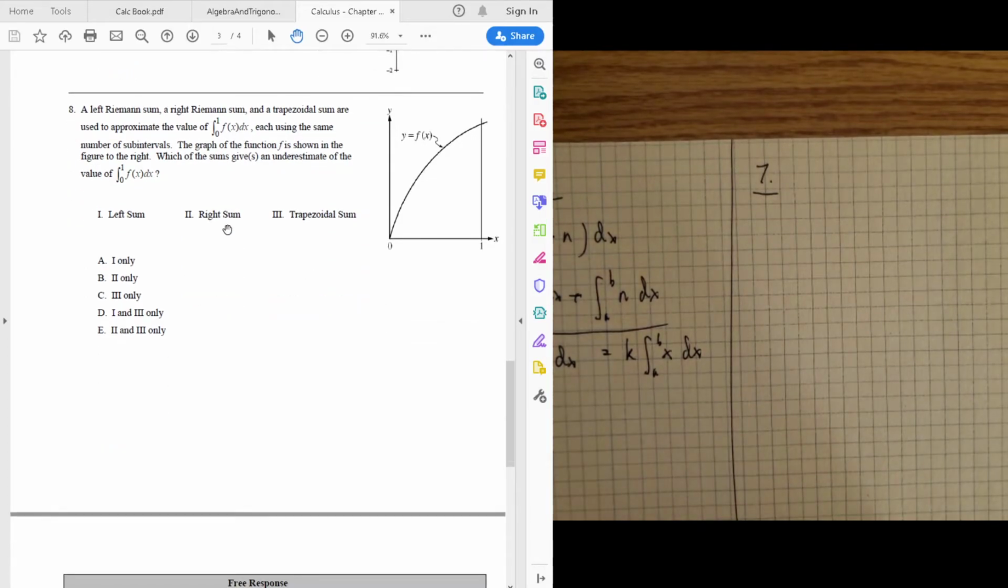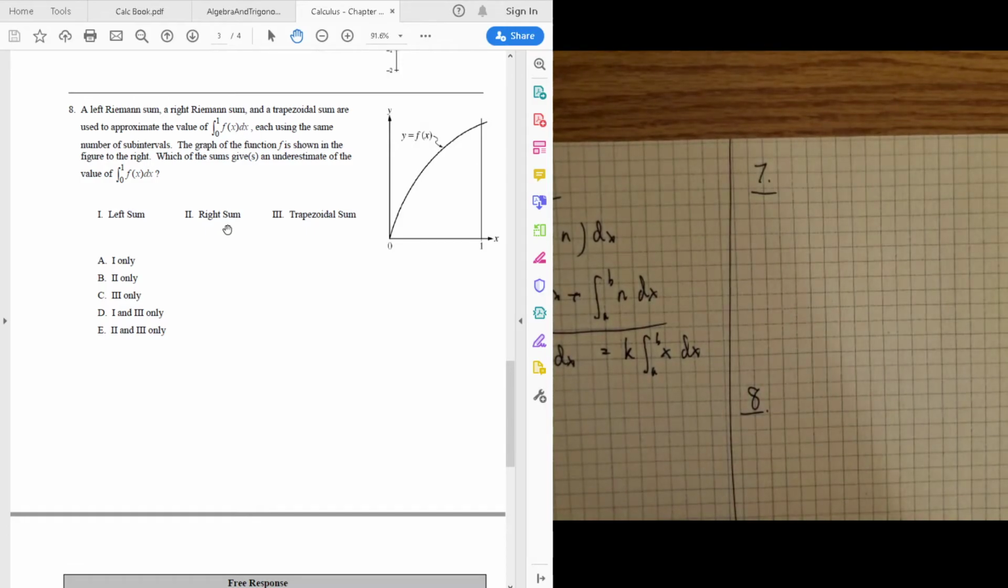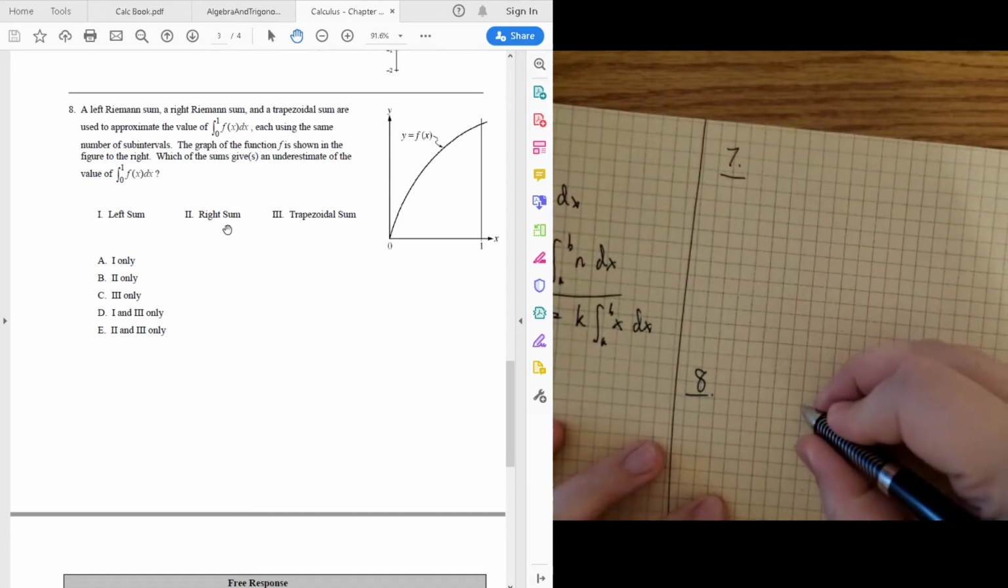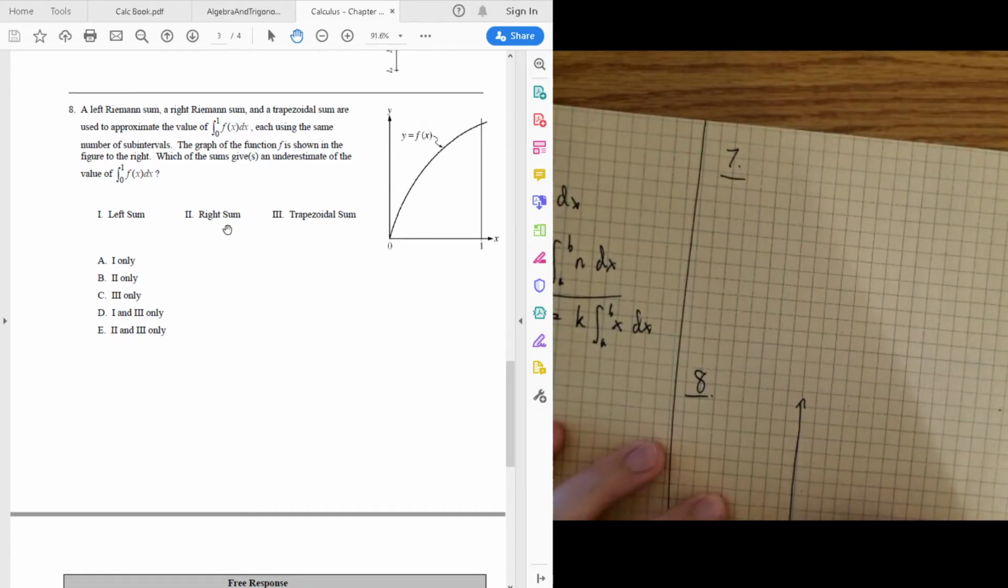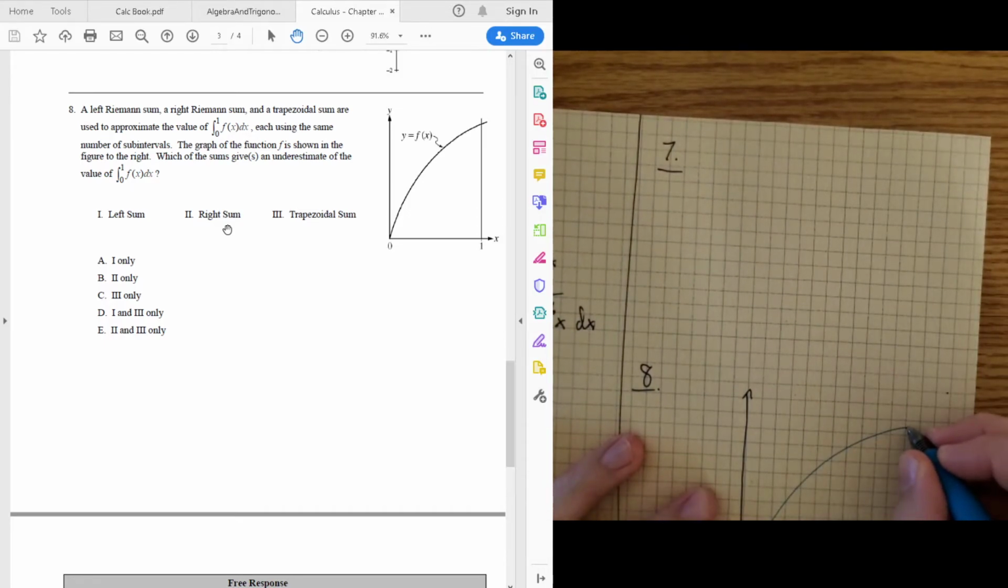Number 8. It lists three different methods. It says a left Riemann sum, a right Riemann sum, and a trapezoidal sum are used to approximate the value from 0 to 1 of this function. Each use the same number of subintervals. That's a big detail. The graph of the function f is shown in the figure to the right. Which of the sums given are an underestimation of the value of the integral of f of x? So for number 8, it's really important to look at this picture. Let's look at this graph. Okay, from 0 to 1.